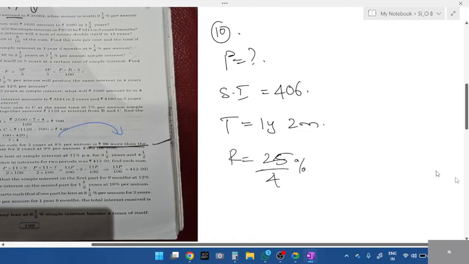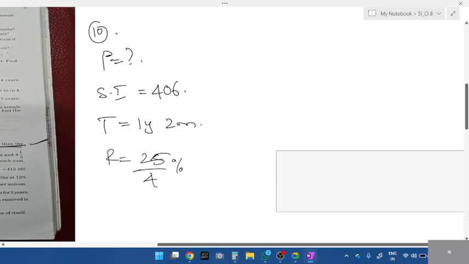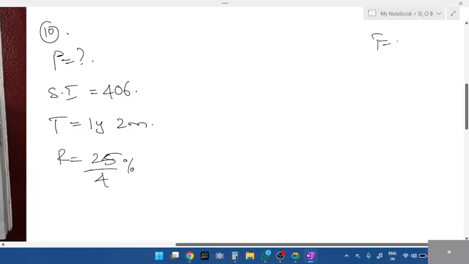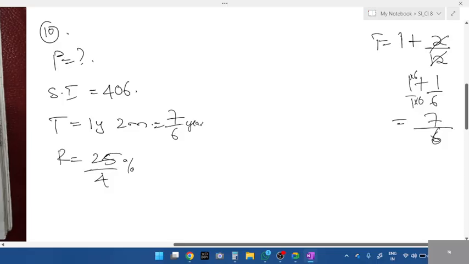Okay, so we need to find the principal here. How do you convert time? All of you respond. Tell me the time calculation. 1 plus 2 months. How do you convert? 2 divided by 12, 1 plus 1 by 6. When you take LCM, what do you get? 6 plus 1 is 7, so 7 by 6 years. 7 by 6 years. Complete. All of you complete.